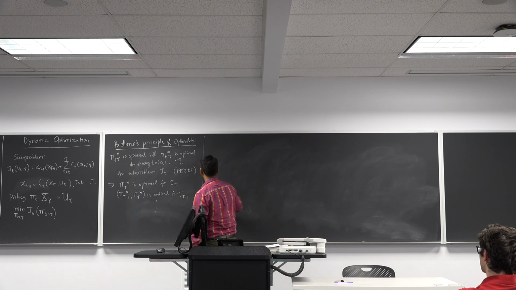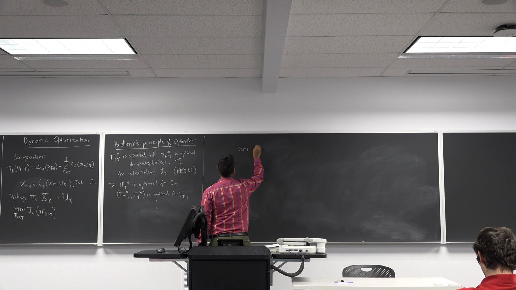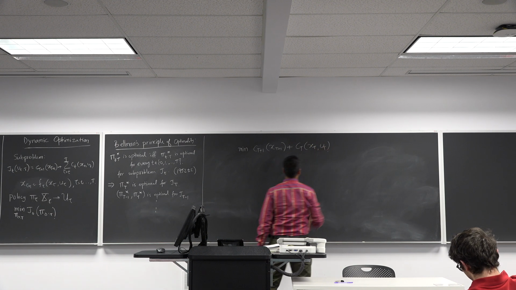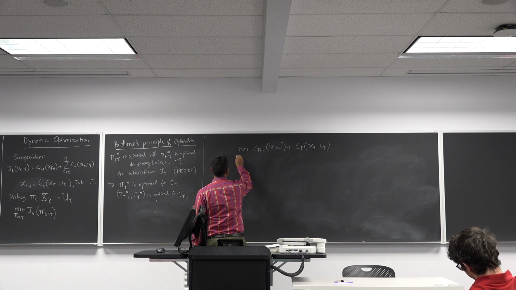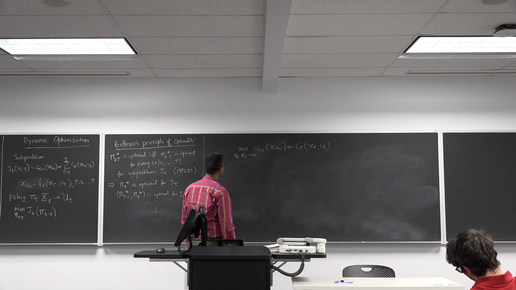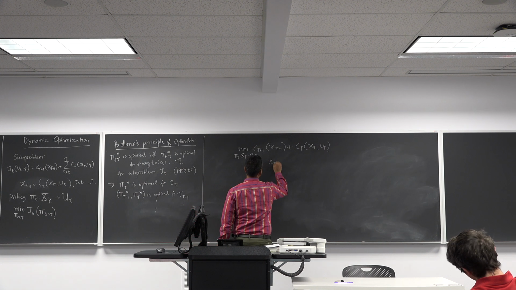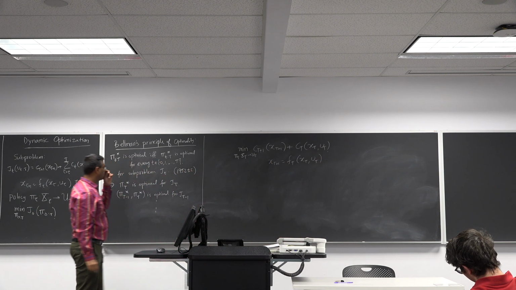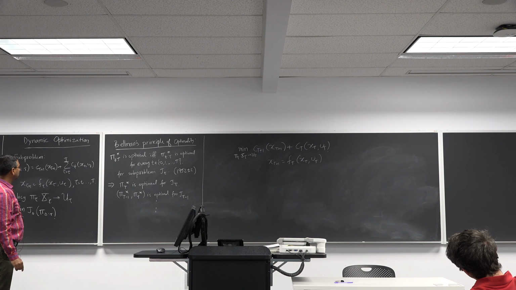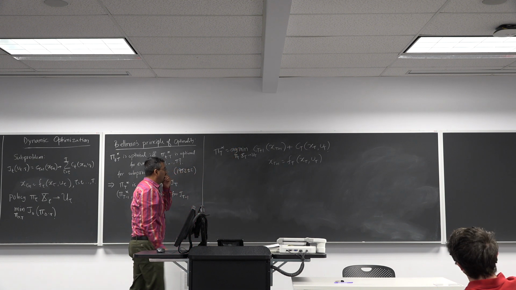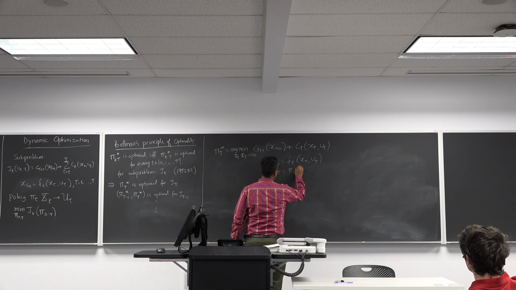So let's try to look at what this problem statement is. I want to minimize Ct plus 1 of xt plus 1 plus Ct of xt, ut. I want to minimize over all policies pi t that map xt to ut. And I have this dynamical constraint. This is the problem I need to solve. The argmin is pi t star. And of course ut is equal to pi t of xt.